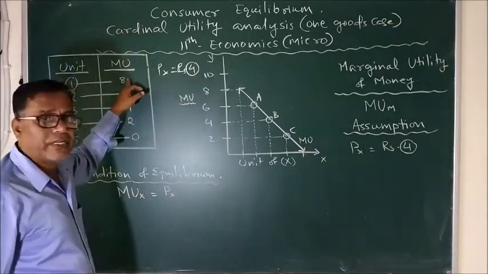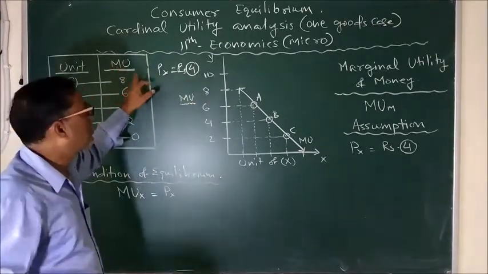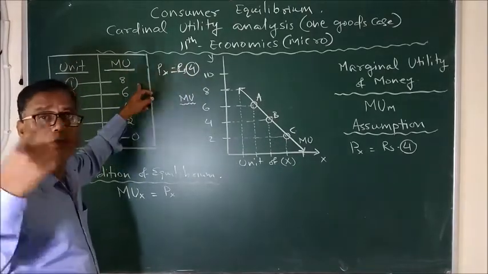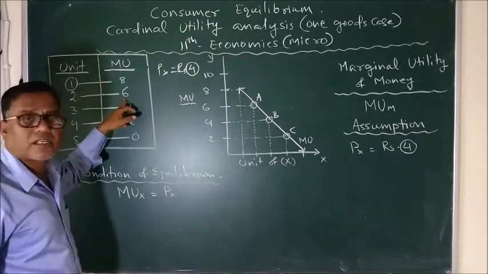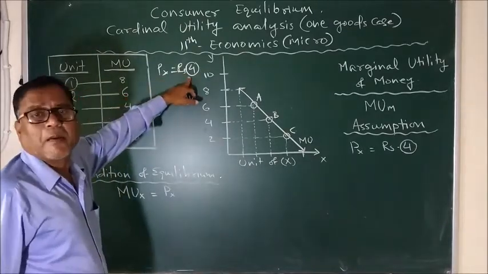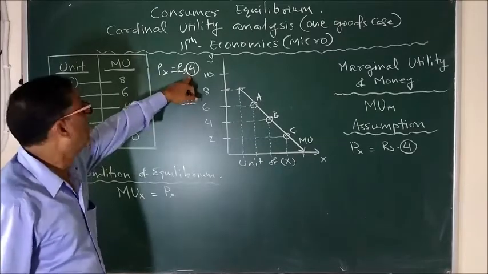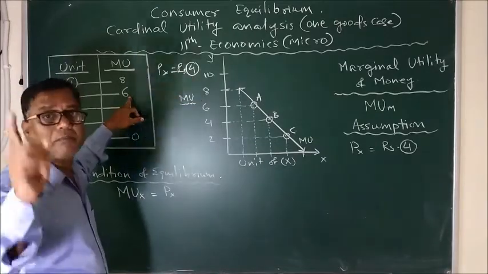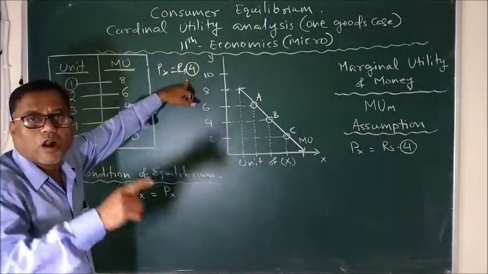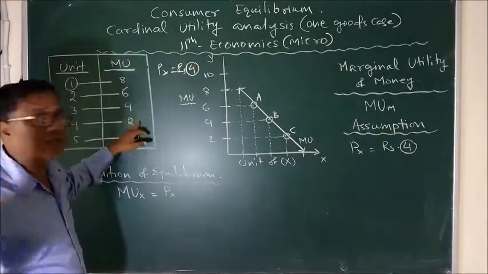Thus, from the first unit, he is gaining 8 utils but spending 4 rupees. He won't stop here. He will further continue his consumption. When he is consuming the second unit, he is getting 6 utils but he is paying 4 rupees. So here still the resultant marginal utility is greater than the price. So the consumer would not stop here. He will extend his consumption.